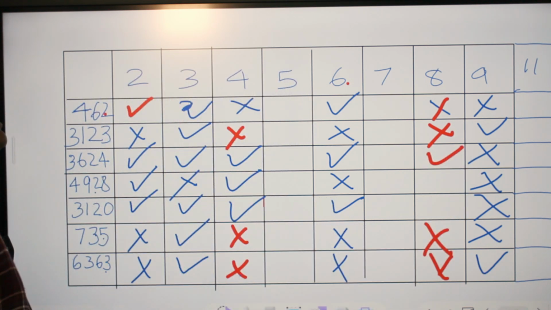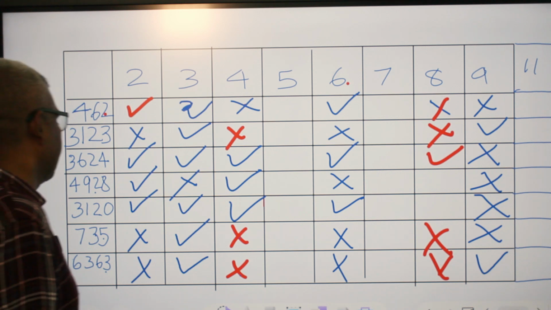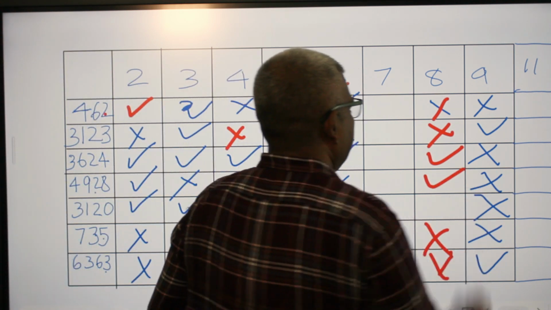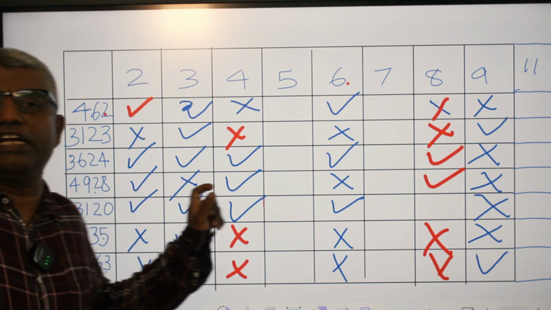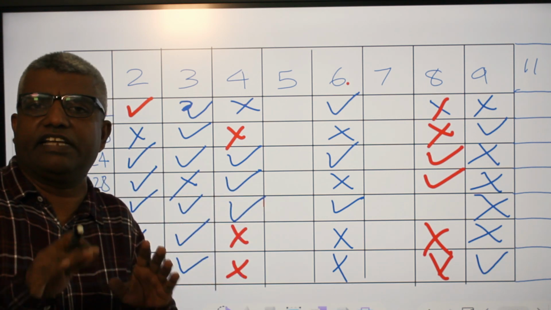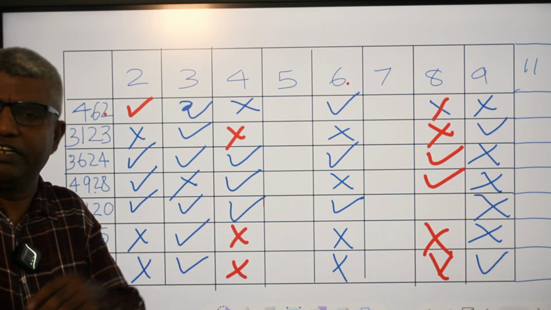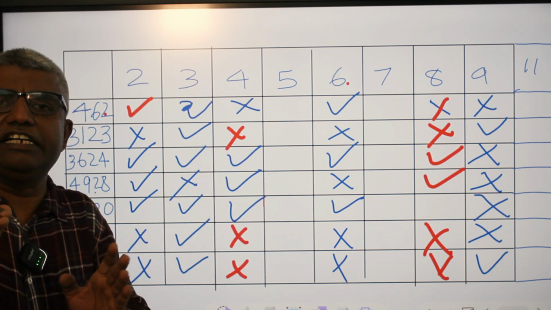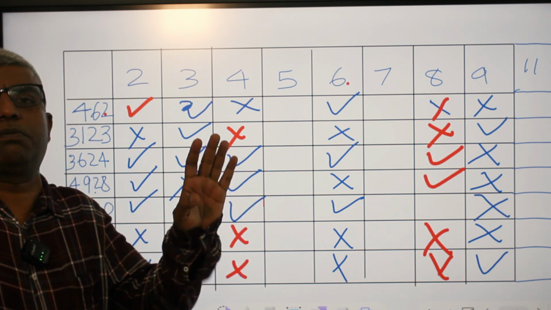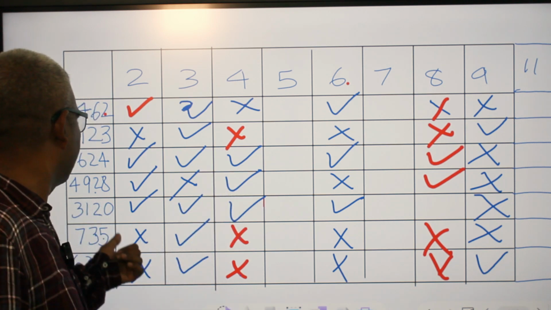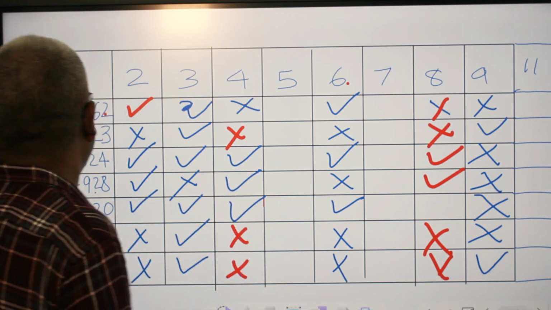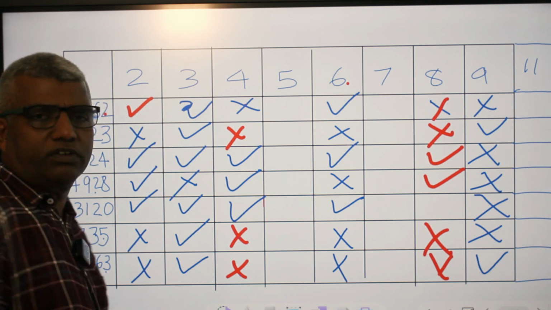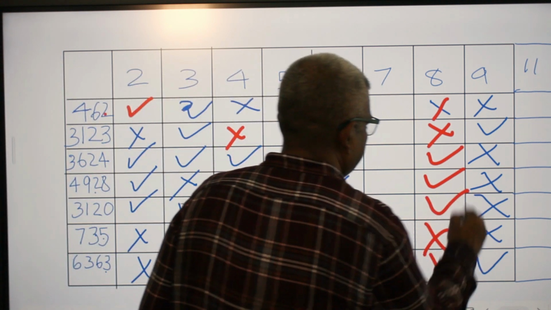4928, yes. How do you know it? 4928, you split it: 4800 plus 128. 4800 is divisible by 8, leave it. Then 128 is 80 plus 48, it is divisible by 8, and the balance is 8 only. So 4928 is divisible by 8. 3120, it is divisible by 8.